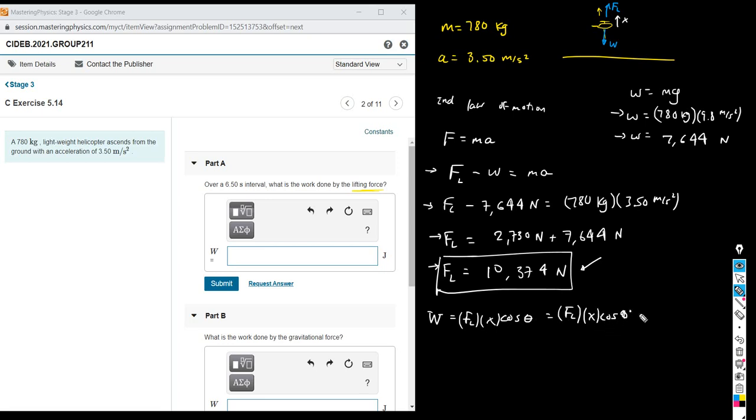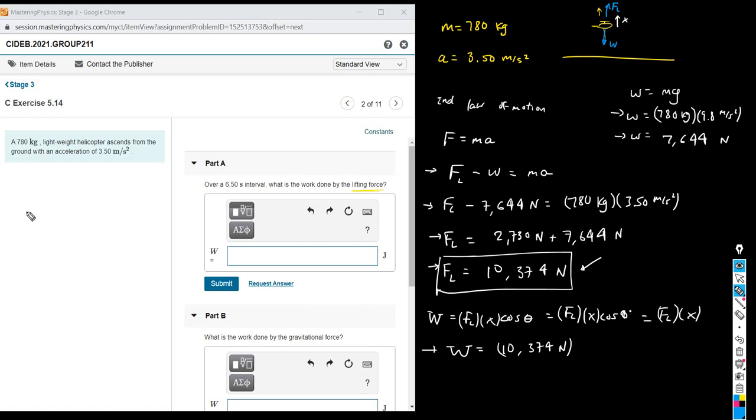Cosine of 0 degrees, and cosine of 0 is just 1. So basically this whole equation reduces to this. So basically the work is going to be equal to the lifting force, which we already have, 10,374 newtons, times the displacement. And we don't know the displacement, right? We don't know the displacement of the helicopter, but we can find it.